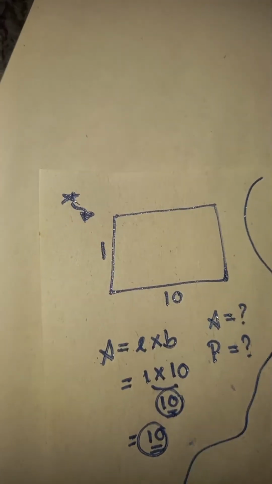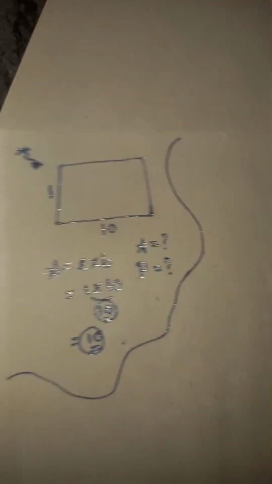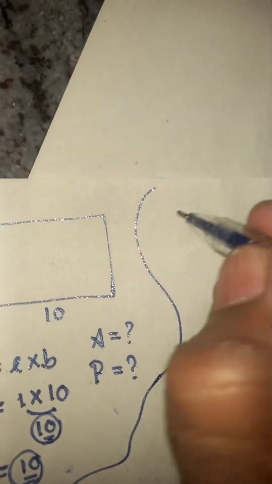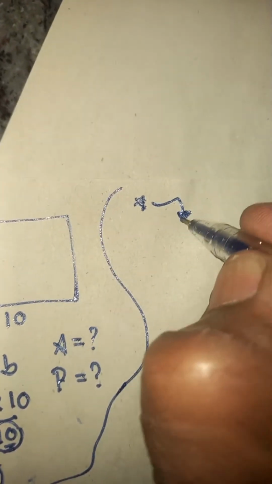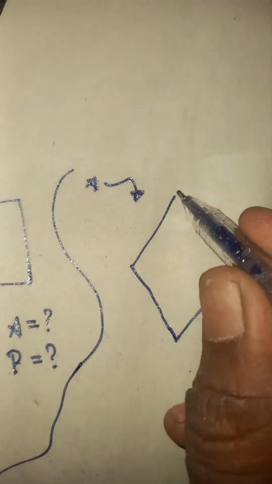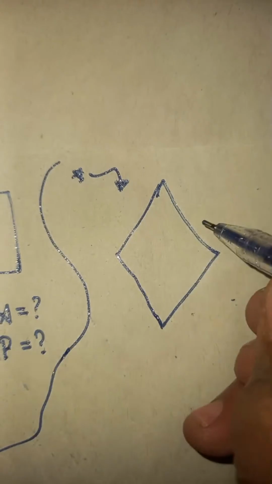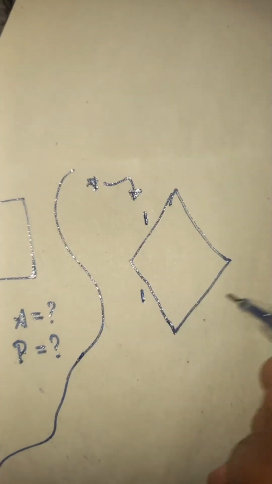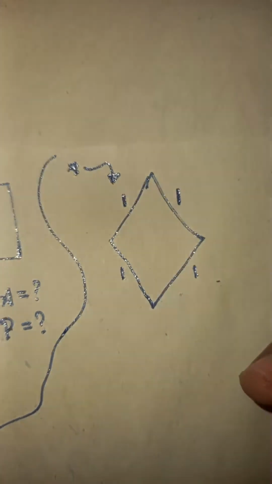I'm going to tell about even more shapes. Let's take the next shape, which is the rhombus. What is a rhombus? First, I'm going to tell. If you take a rhombus, it is a four-sided figure, and all sides of the rhombus are equal. Means all sides of the rhombus are going to be 1 unit.